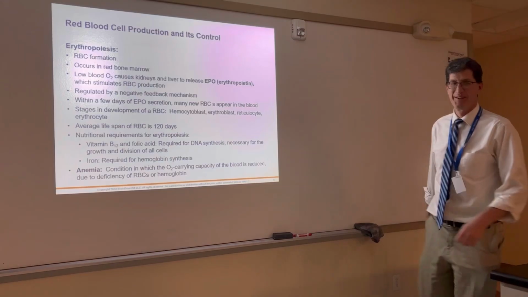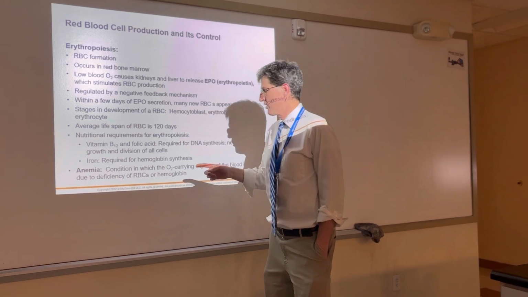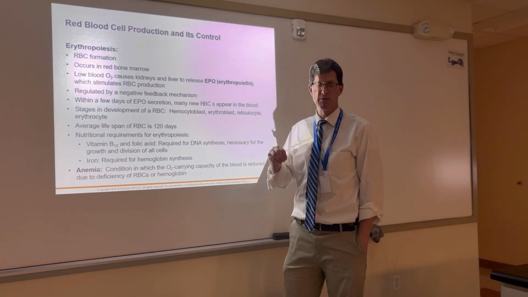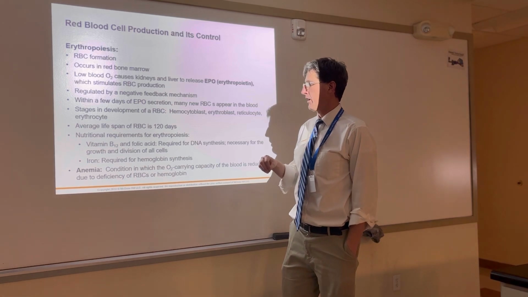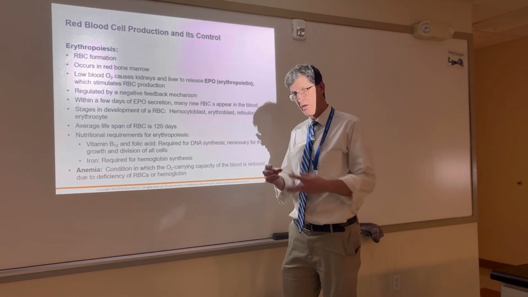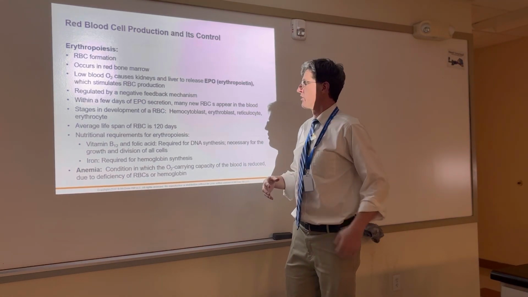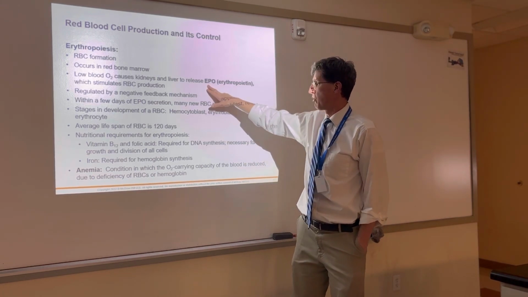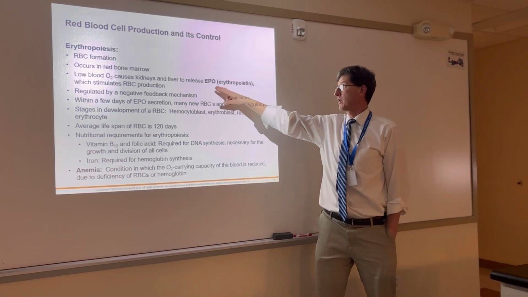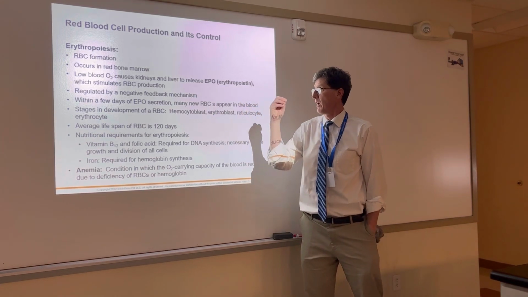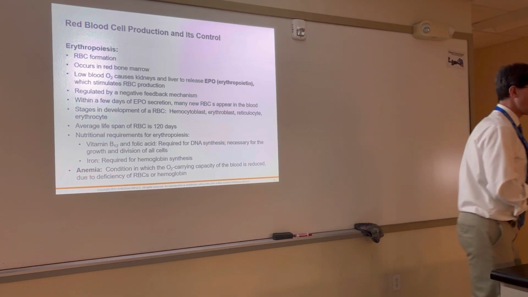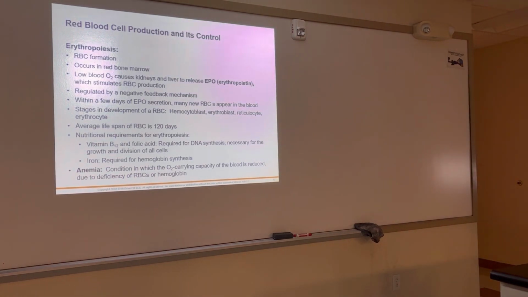So as we mentioned before, all of the blood cells in our body come from stem cells in the bone marrow. And they're going to receive different signals that will trigger them to turn into different things. So the main stimulus that's going to cause red blood cell production is called erythropoietin. And erythropoietin, or EPO, is a signal that comes primarily from the kidneys when oxygen levels in your body are low.